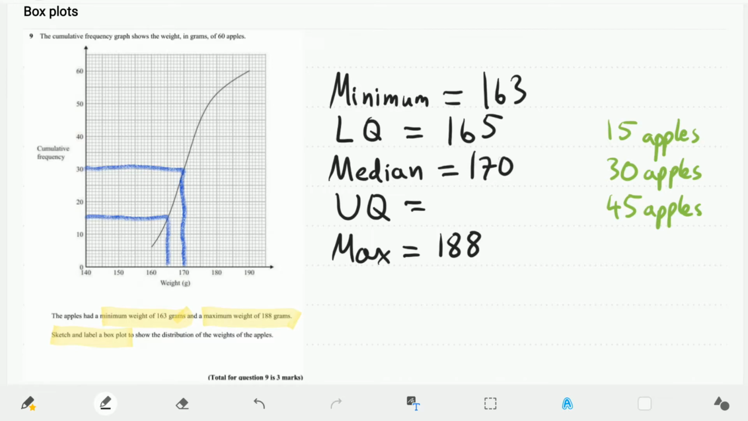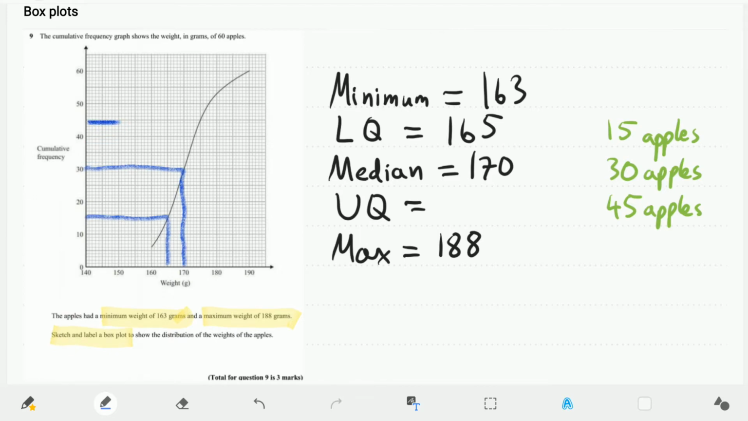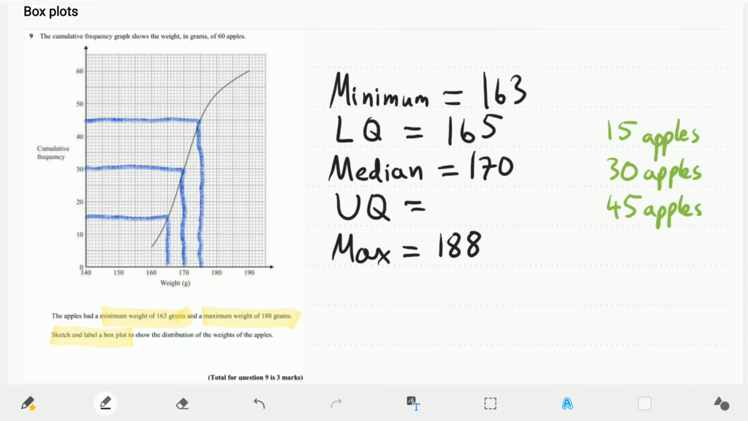It's 170, and for 45 apples, that would be over here, going across, and then going down. It's quite a nice question because all the values can quite easily be found. And that is 175. So now we have all the values that we need to complete our box plot.